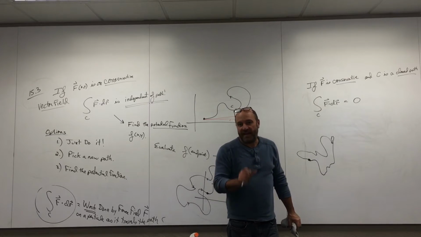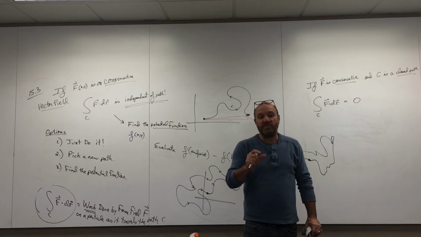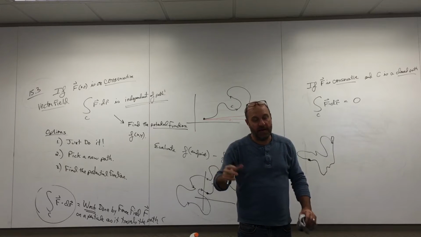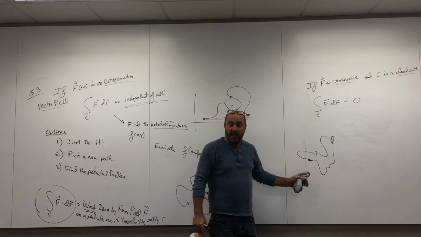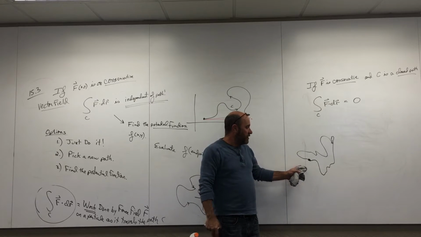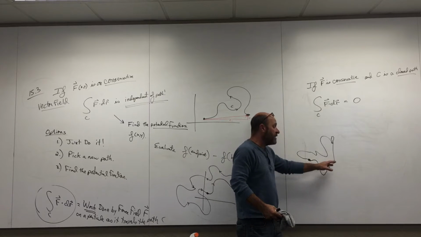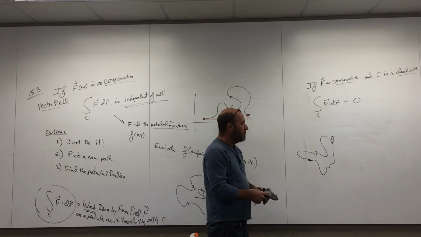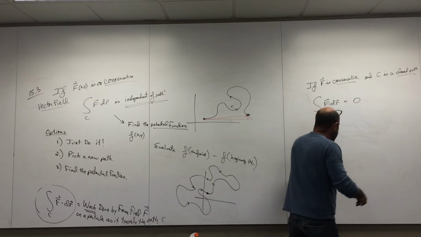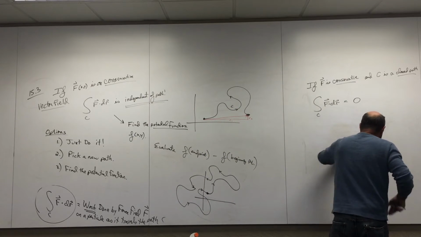Maybe the actual phrase should be net. What was the net work done? And not network, but net work. And I think then it would be 0. But there was some positive work done. There was some negative work done. It all added up to 0, though. If you're in a conservative vector field, you got to keep that phrase.